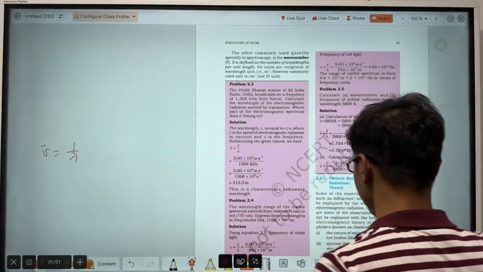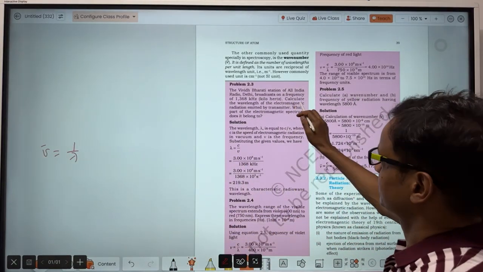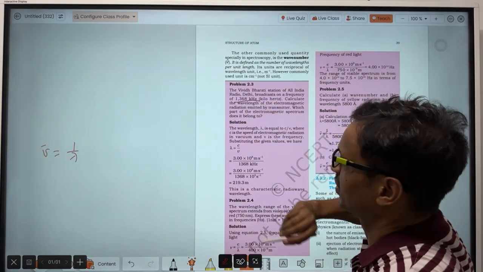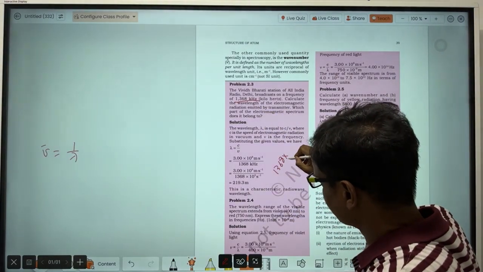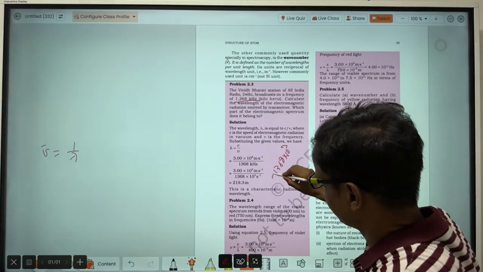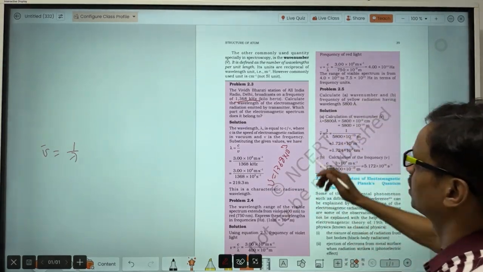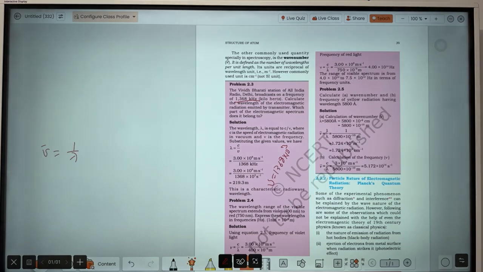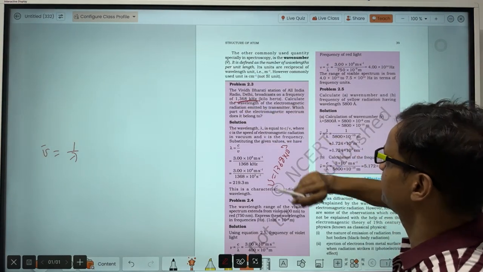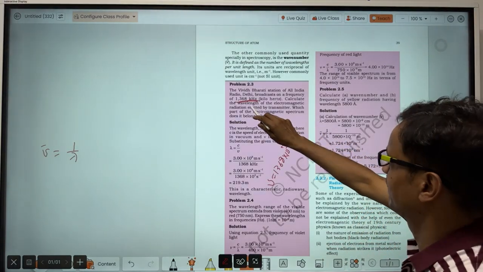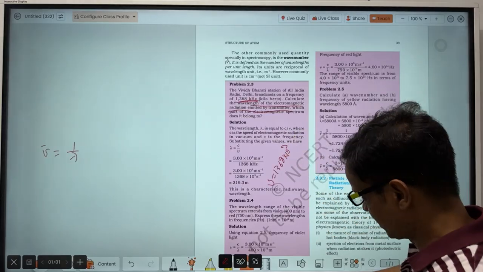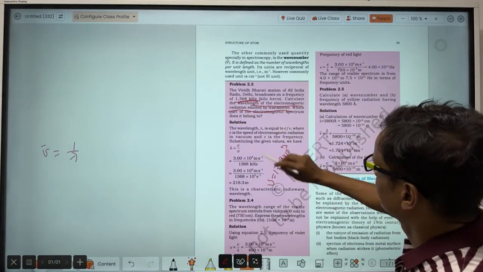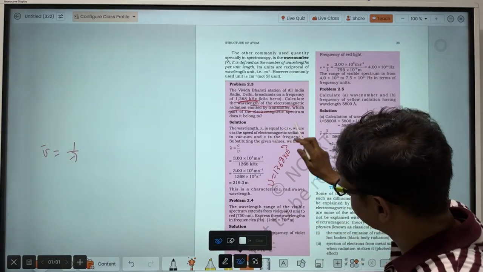Now in these questions, let's see. A broadcast is on a frequency of 1368 kilohertz, that means 1368 into 10 power 3 hertz. That is the frequency of the wave from Vividh Bharati, All India Radio. You have to find out the wavelength of the electromagnetic radiation emitted by this, and in which range it falls.